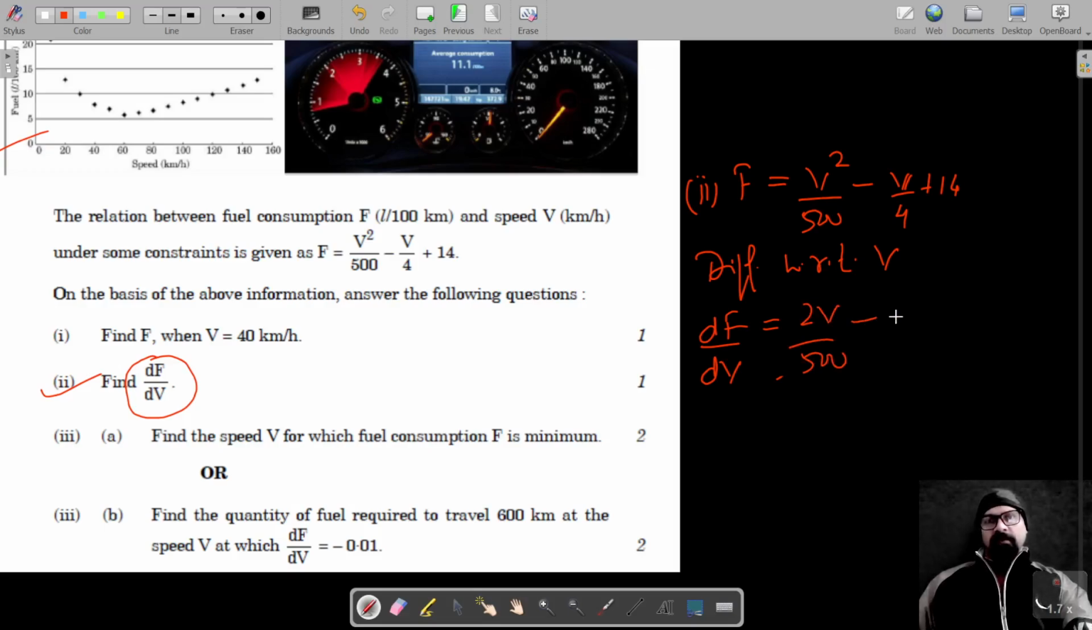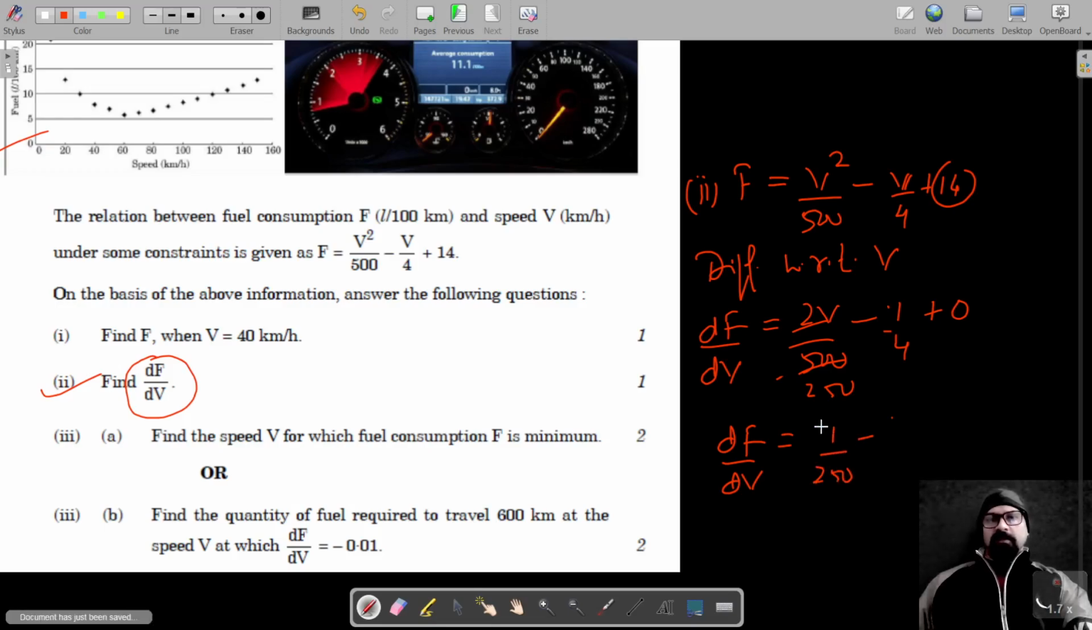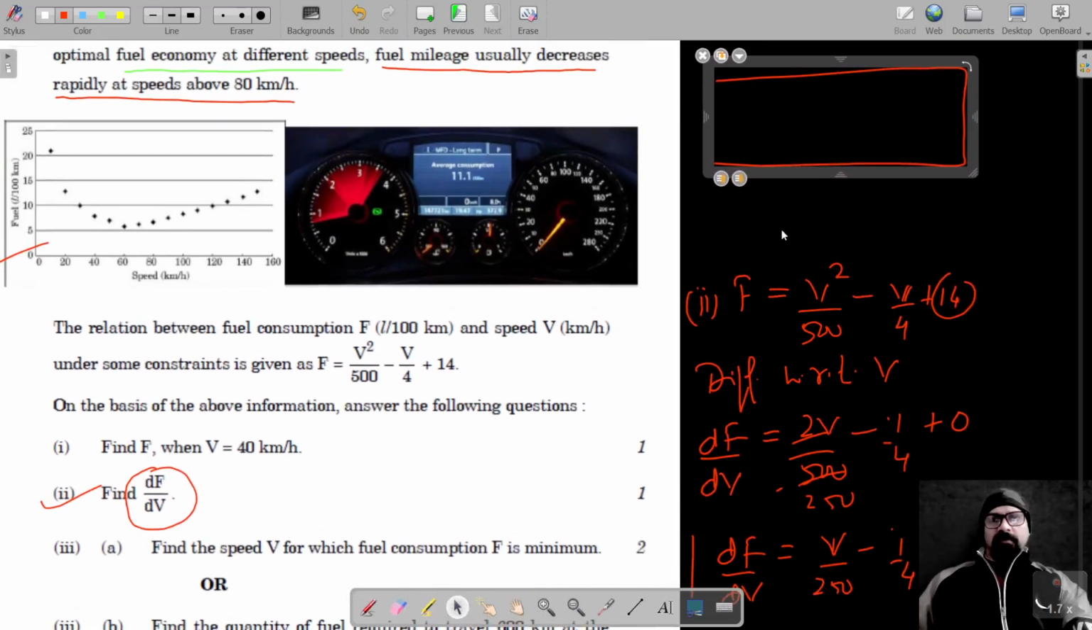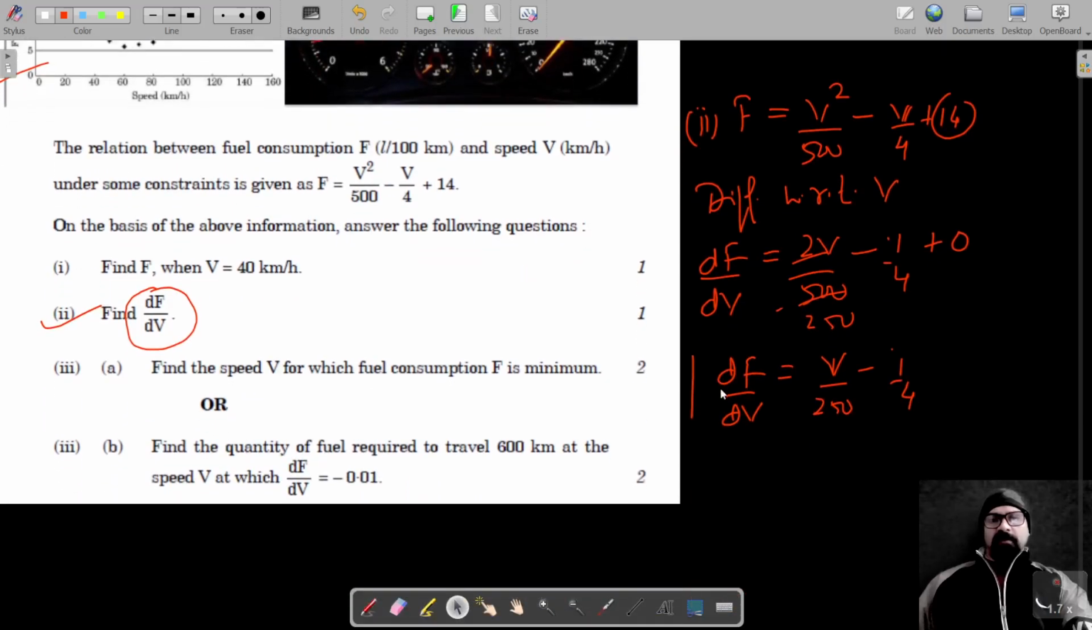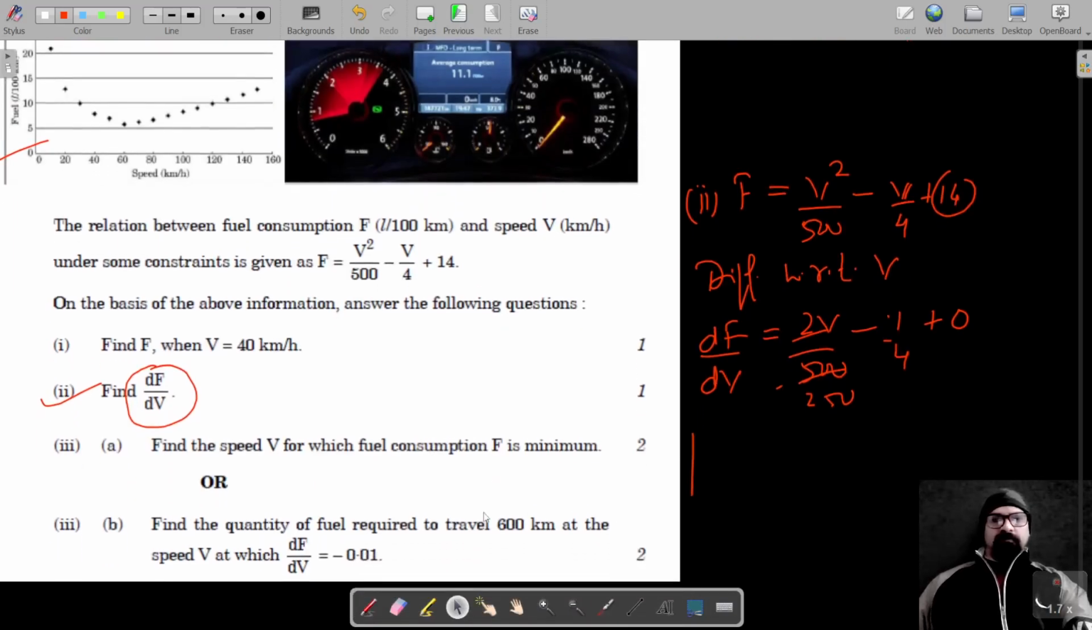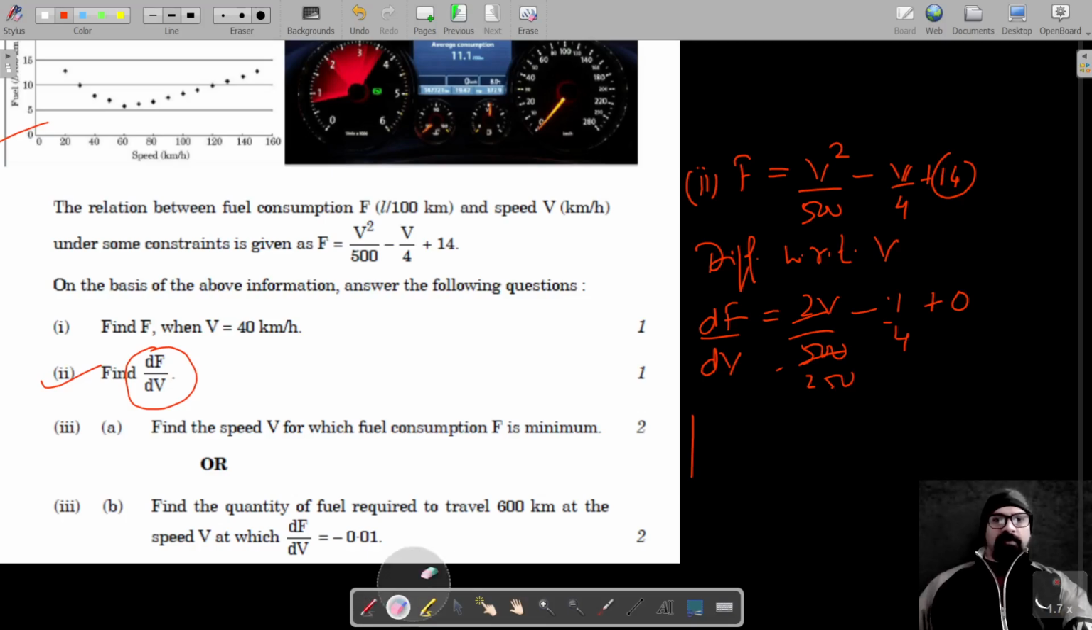So differentiating with respect to v, we get 2v by 500, minus, this is now 1 by 4, as differentiation of v is 1, and differentiation of 14 is 0. So 2v by 500 is v by 250. That means df by dv is equal to v by 250 minus 1 by 4. Let's keep this for future reference. Okay, so we have got df by dv.